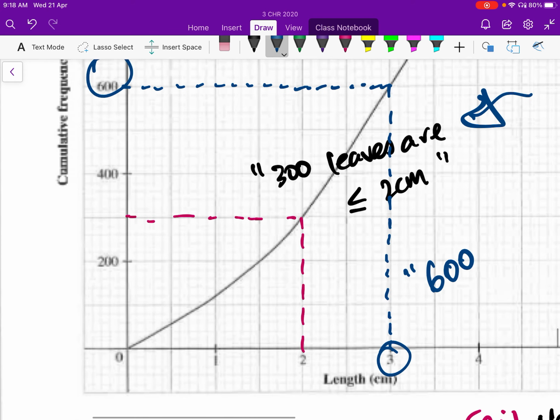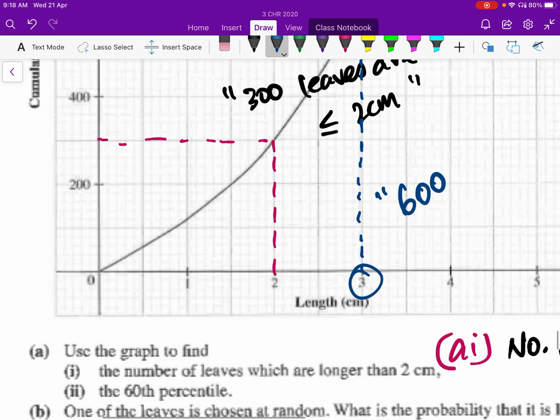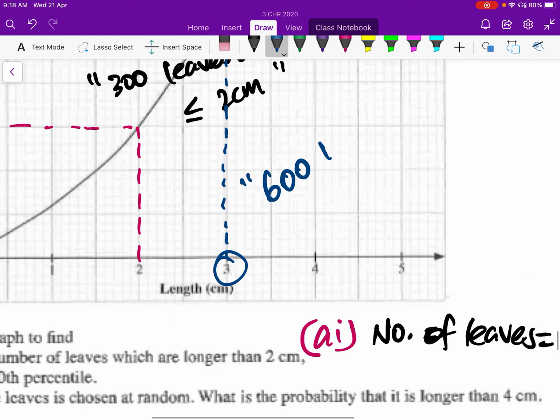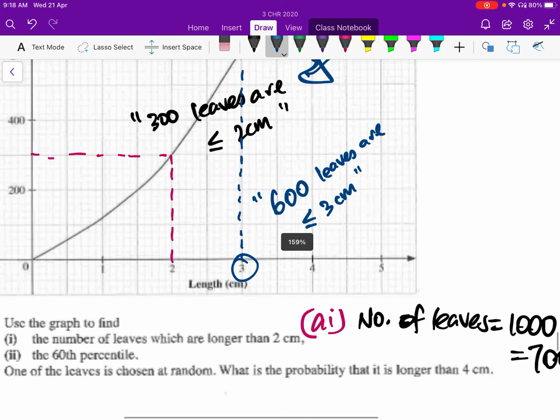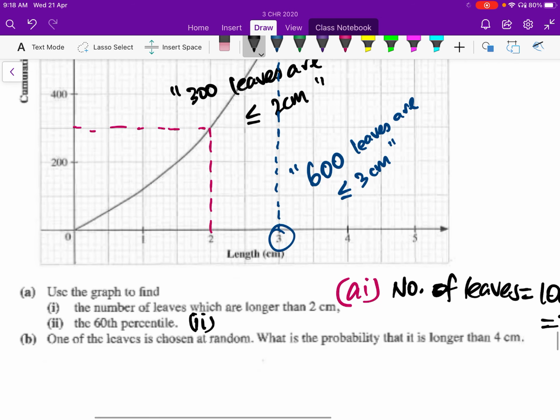Earlier on, for this, we saw that 300 leaves are less than or equal to 2 cm. What about for the 600? 600 what? What are we talking about? 600 leaves are less than or equal to 3 cm. Okay, so that's what it means over here. Now, to answer the question in the book, they are just asking for the 60th percentile, which is what Aloysius found. It's 3 cm. That's all. Just one line, 3 cm. After you found the position, you get a value.